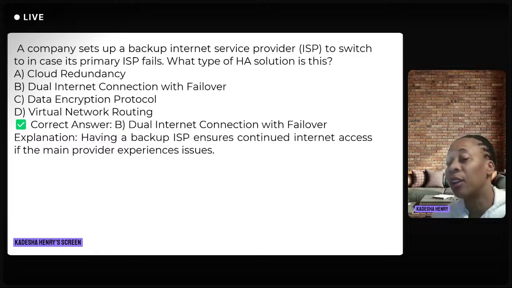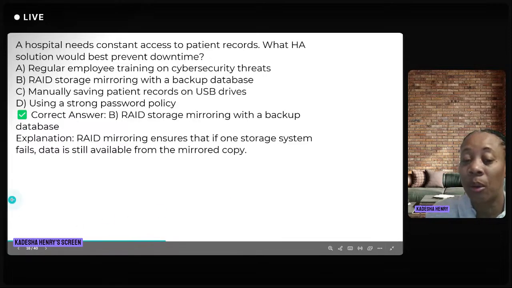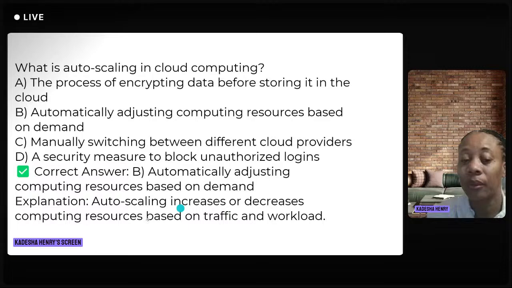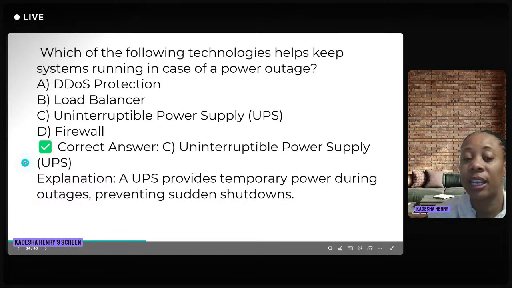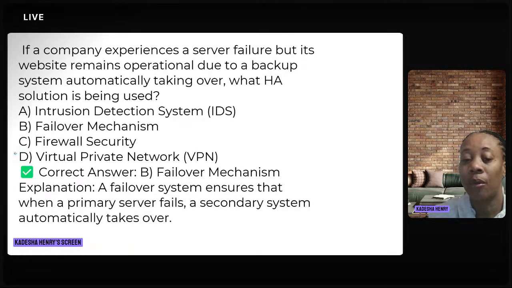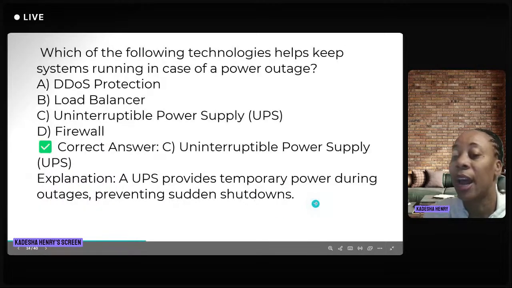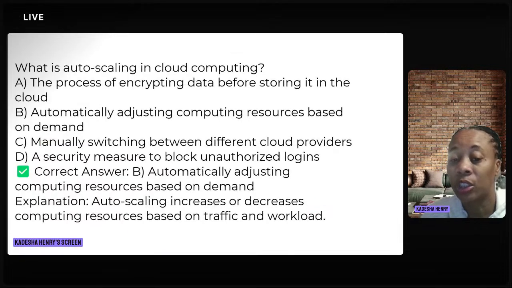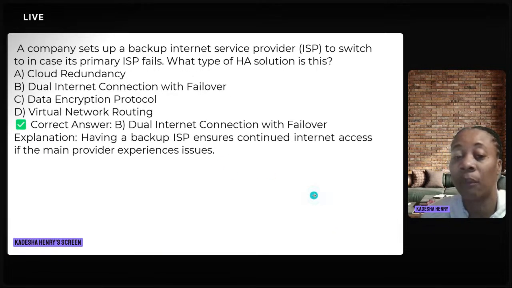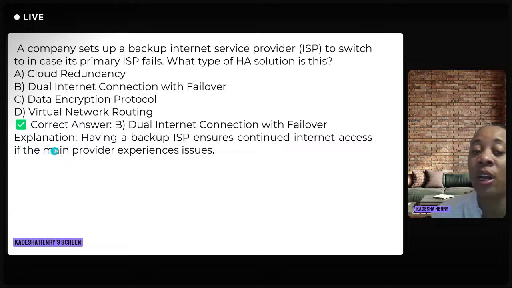Remember what we said about failover, right? We have scale up, scale down, and we talked about failover. We said a failover system ensures that when a primary server fails, a secondary automatically takes over. So that is failover. I want you to remember that. That's what it is talking about right here, a dual internet connection with failover, where the failover will take over.